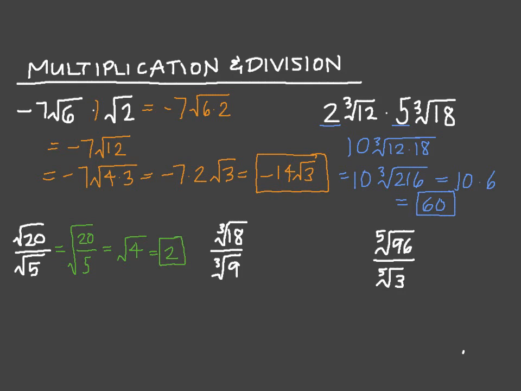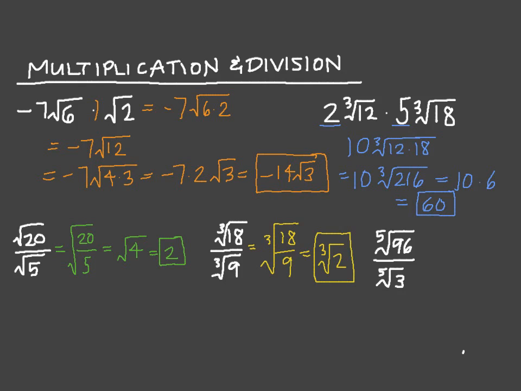All right, this next one, I can do the same thing. Even though they're cube roots, I can still squish them together. So 18 over 9, well, that reduces to 2, and that is not a perfect cube, so I leave it like that. And that's okay to have that as an answer. As long as it's not in the denominator, I'm fine with that.